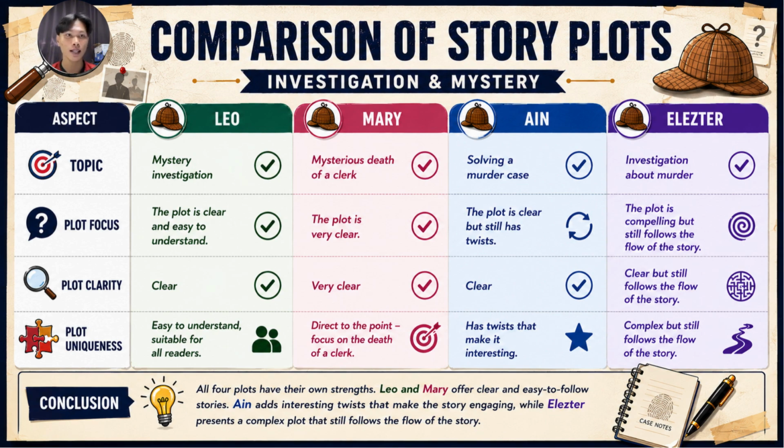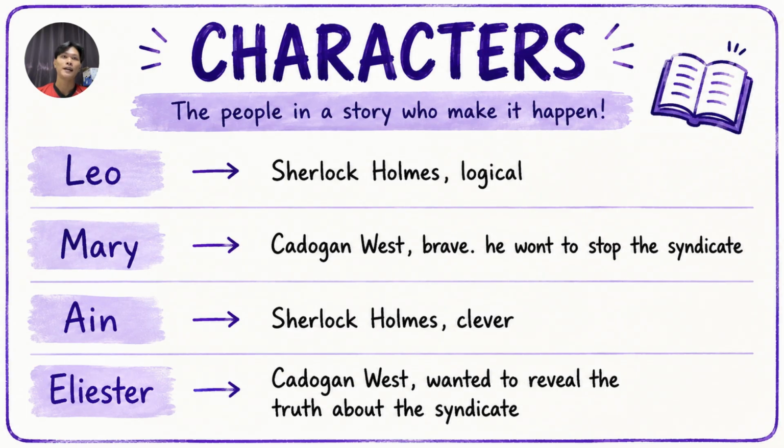So in conclusion, all of us agree that the plot is interesting but each of us focuses on different aspects. Now, let's talk about the characters. The main character chosen by both Ayn and me is Sherlock Holmes. I described Sherlock Holmes as a logical detective who carefully solves the mystery. Ayn described him as clever because he used intelligence to solve the case.